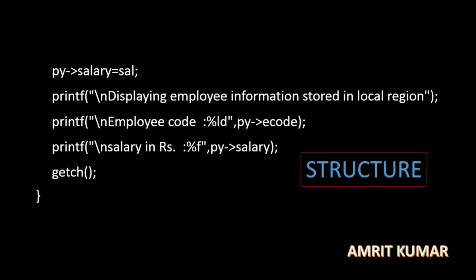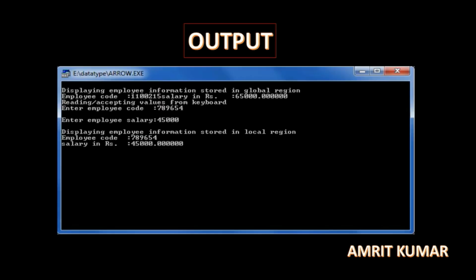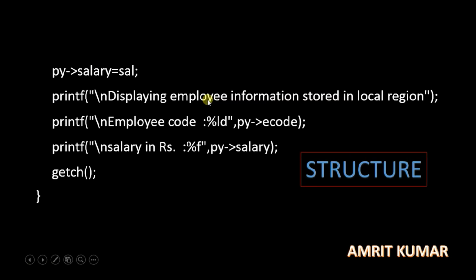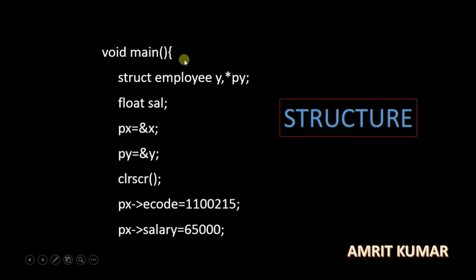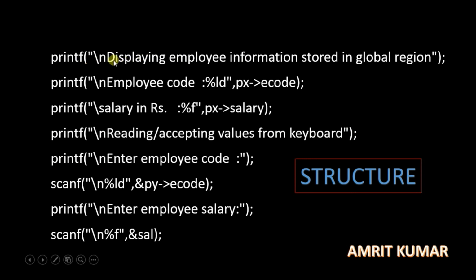So this was program number 2 in C language for the structure. Now let's look at the output, what is going to be printed. So here you can see the output: displaying employee information stored in the global region has been printed, because we have used the printf function here. So the printf function is going to print it there.